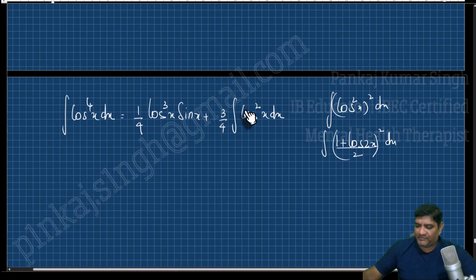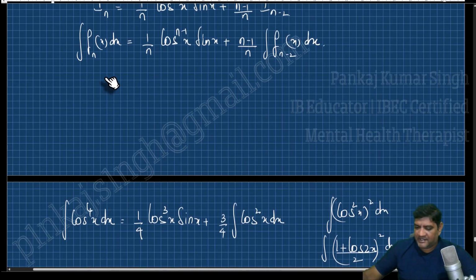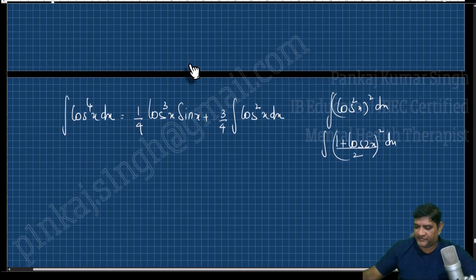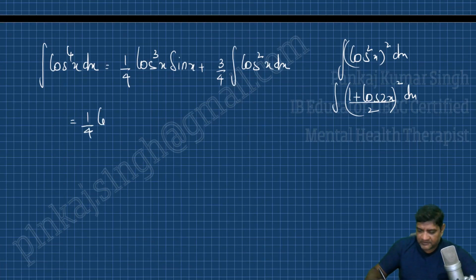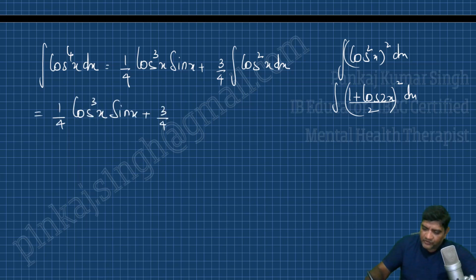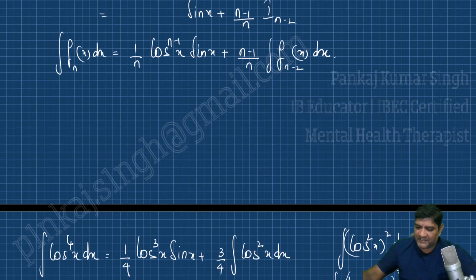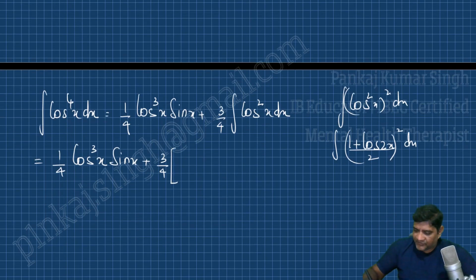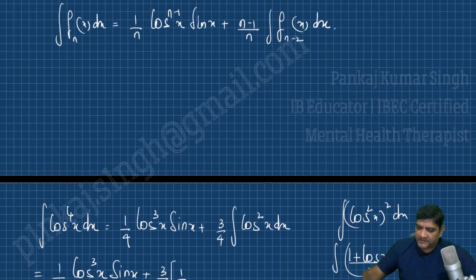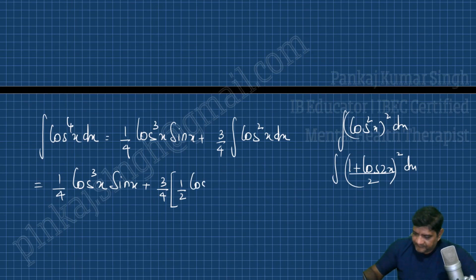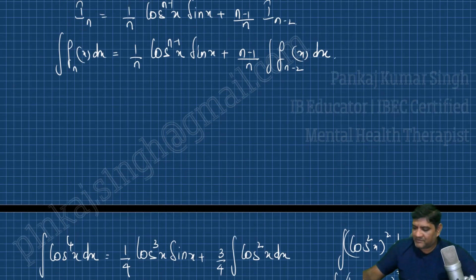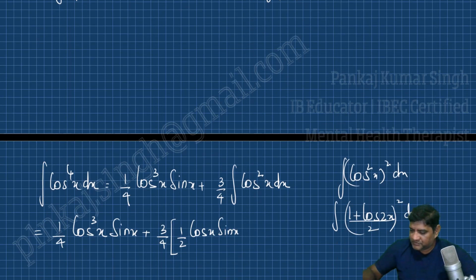Again, here you can apply the cos 2 theta formula, or you can go back and reapply the conclusion that we got here. I'm going to try and apply the conclusion that we got here. So this is simply going to be equal to 1 over 4 cos cube x sin x plus 3 by 4 open parenthesis. I'm going to reapply the same formula that we got here. So it's a 1 over n, and that's a 1 over 2, and cos to the power of n minus 1, so that's a cos x and sin x. And then we will have n minus 1 by n, so 2 minus 1 by 2, so that's a 1 over 2.